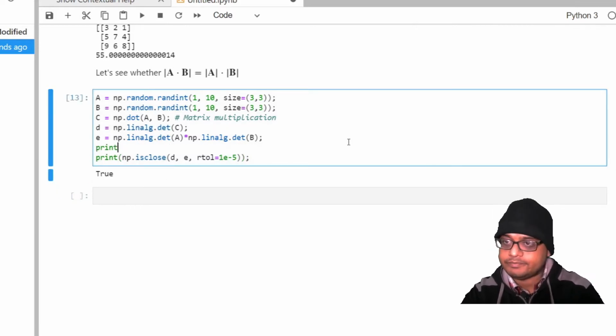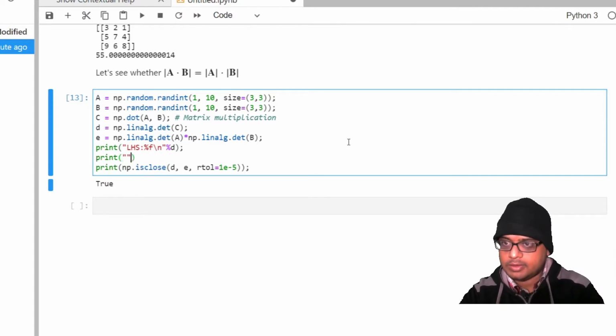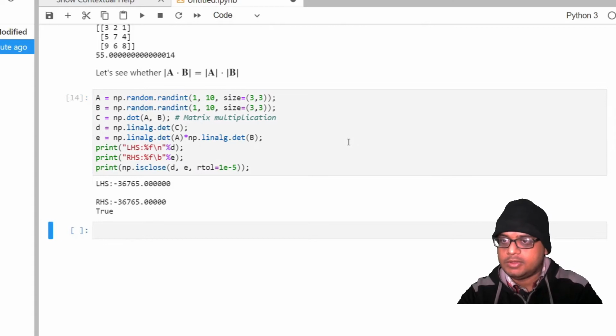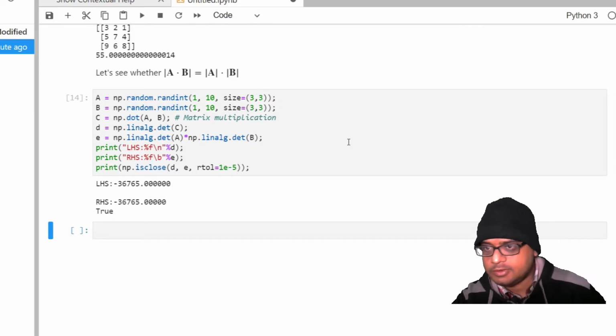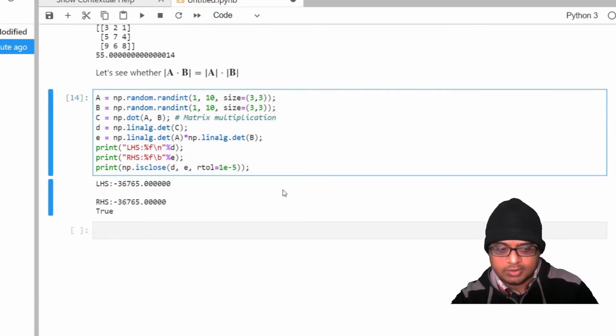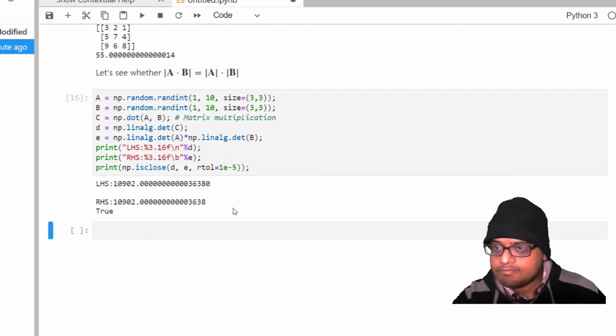Let me in fact print. So let us say LHS %f \n %D, and print RHS %f \n, and this will be E. Okay, so there you go. So these are the two. In fact, let me increase the number of digits it will print. Okay, so in this particular case they are equal to a very large degree.